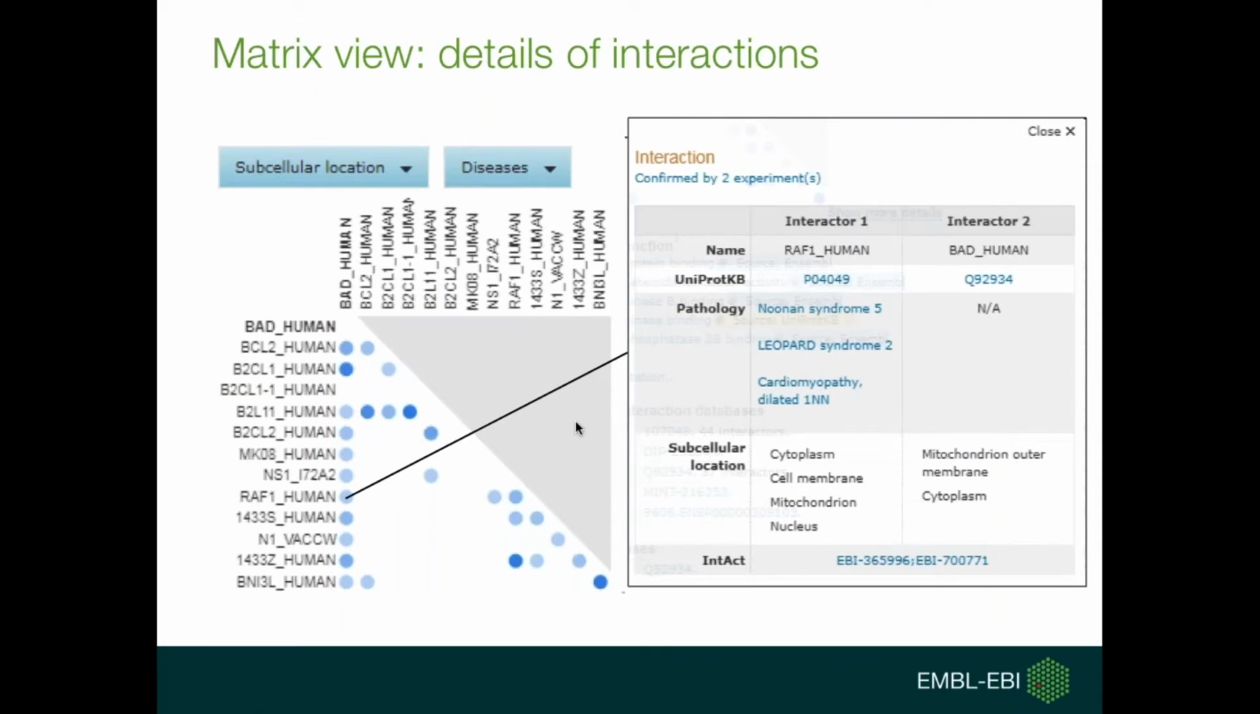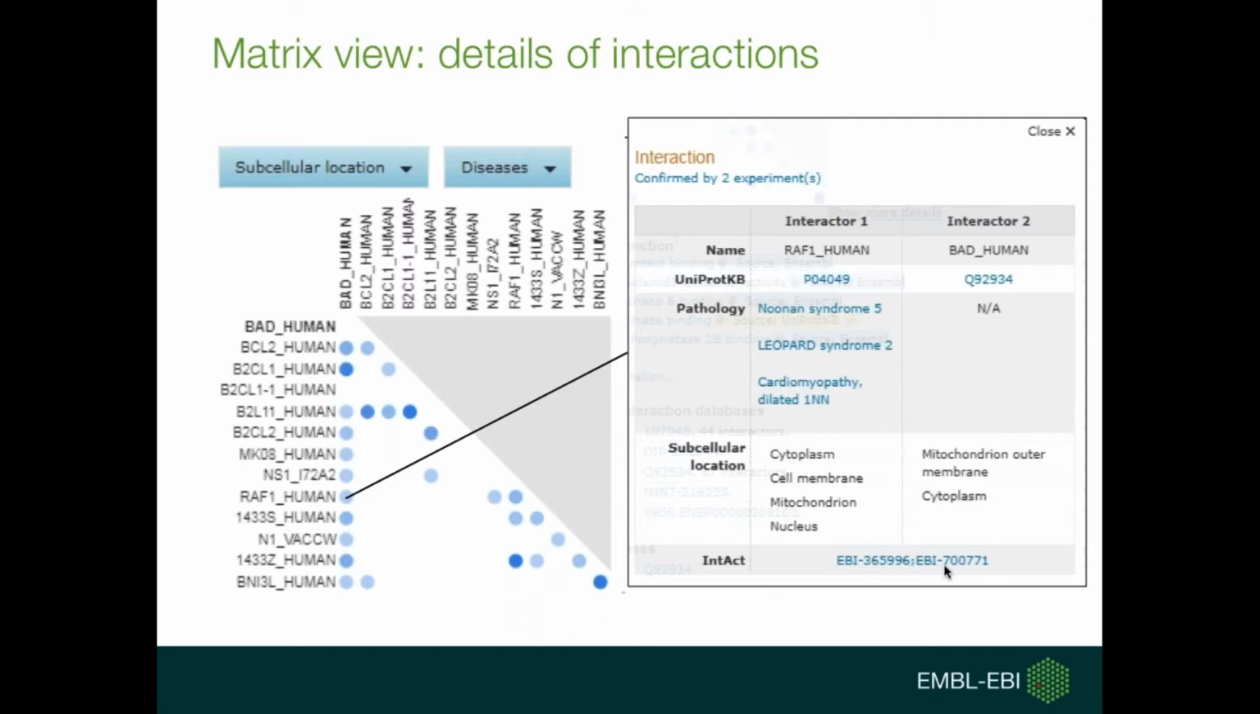Clicking on an individual dot that represents an interaction brings up more information pertaining to this interaction, like, for example, the number of experiments underpinning it, the different identifiers of the involved proteins, whether any of the proteins is involved in disease, here listed in the pathology section, as well as any of the subcellular locations documented for the interaction partners. There's also links to the IntAct database at the very bottom.